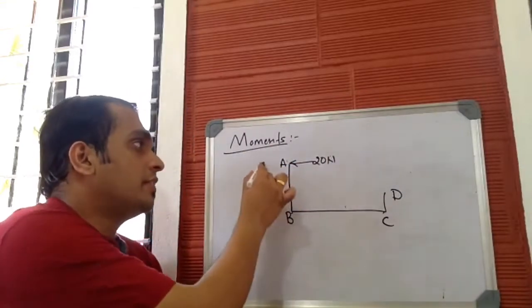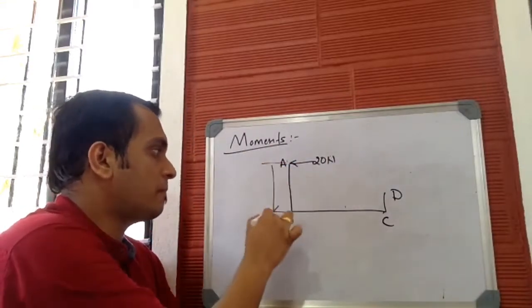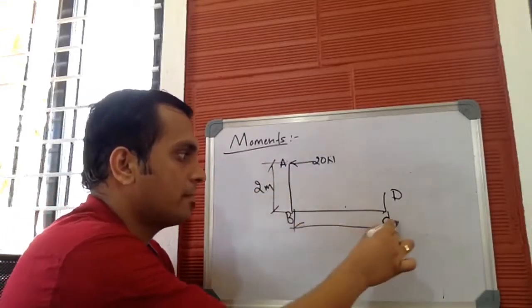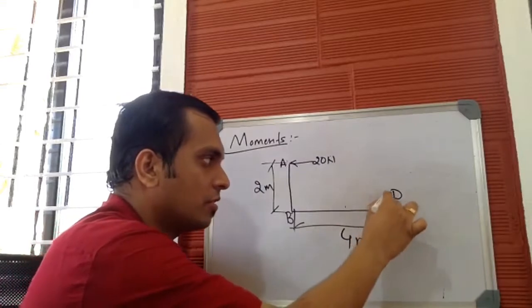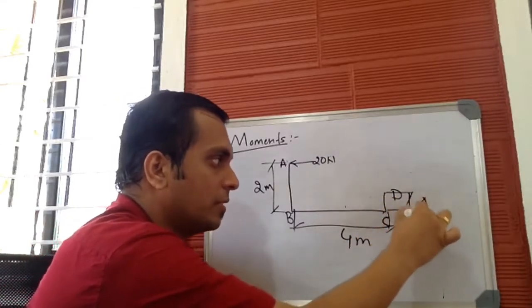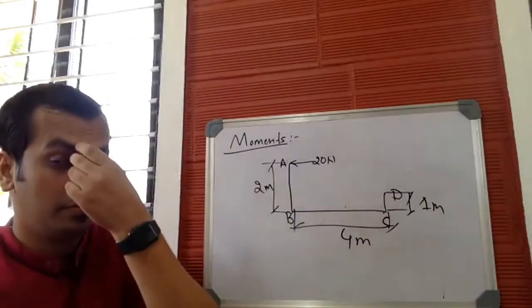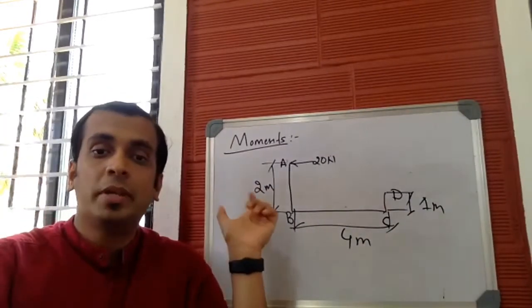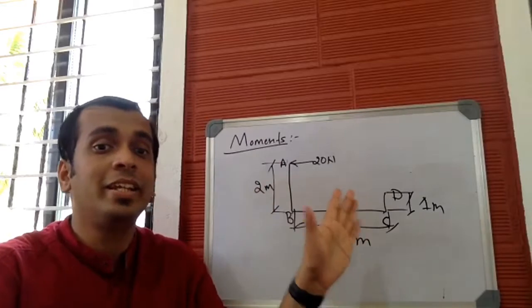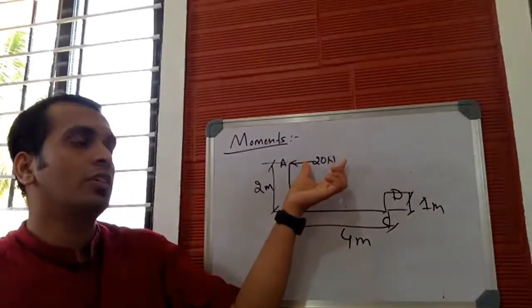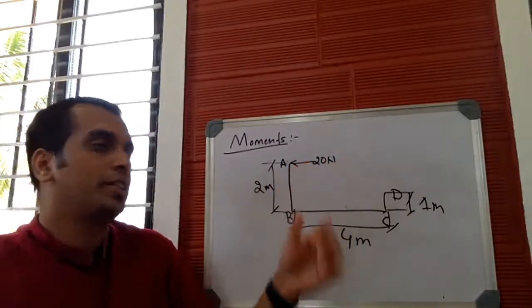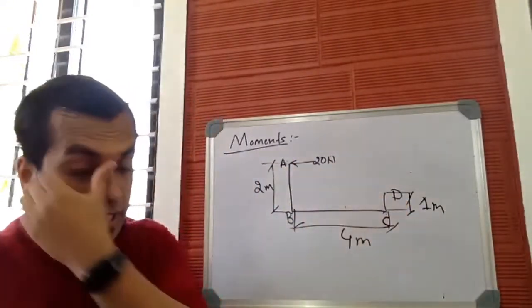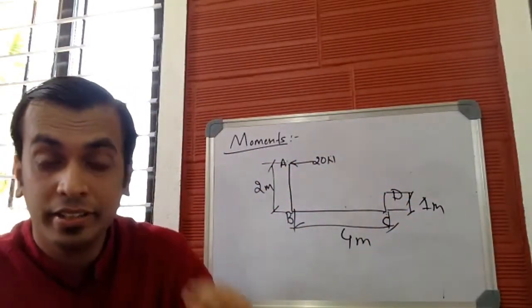Then let this distance be 2 meters, let this be 4 meters, this be 1 meter. Now, as per this particular problem, we need the moment produced by this force of 20 Newton magnitude about A, B, C, and D.